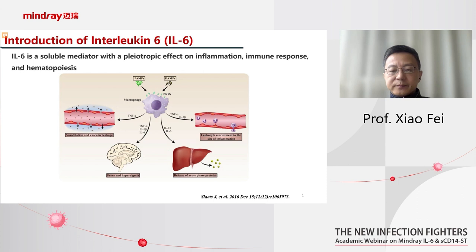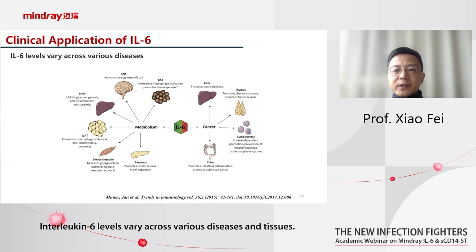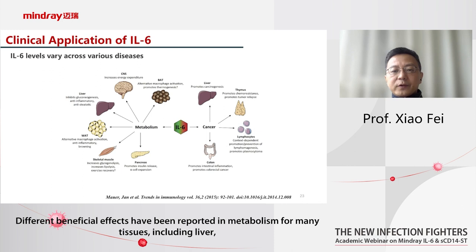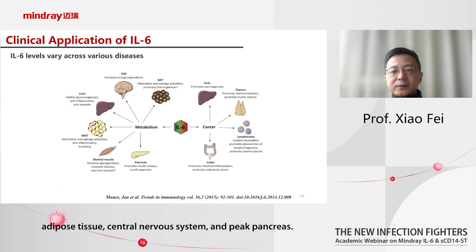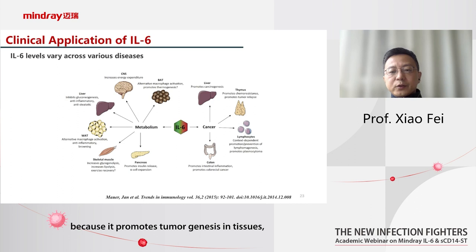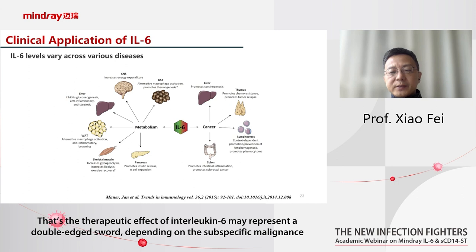Interleukin-6 levels vary across various tissues and diseases. Different beneficial effects have been reported in metabolism for many tissues, including liver, adipose tissue, the central nervous system, and the pancreas. By contrast, interleukin-6 appears to be detrimental during cancer development because it promotes tumorigenesis in tissues such as the liver and the colon. Thus, the therapeutic effect of interleukin-6 may represent a double-edged sword depending on the specific malignancy.